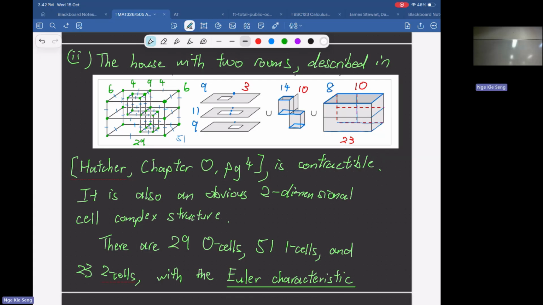So this is the CW complex that constructed this example. But what's important in this example is this thing is contractible. Can you imagine how to contract? Meaning everything can contract to a point. The homotopy type of this CW complex is a point.